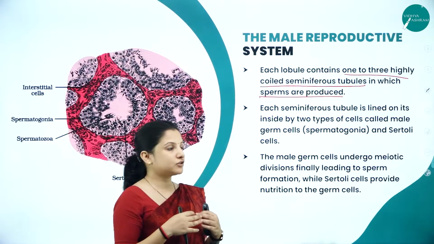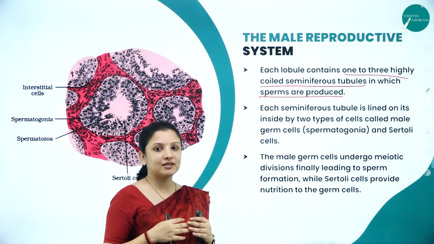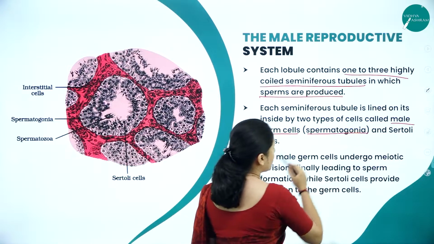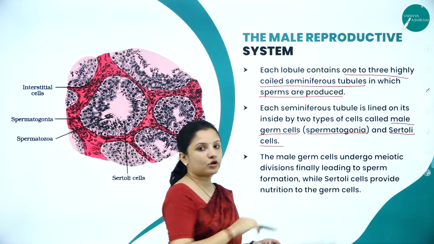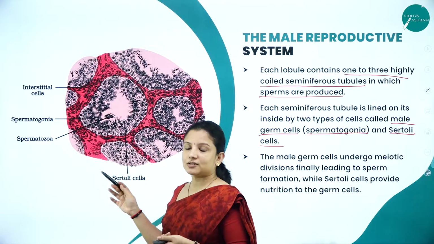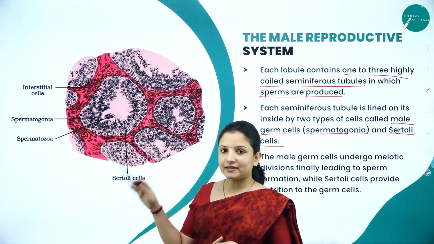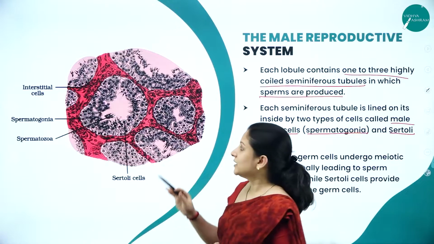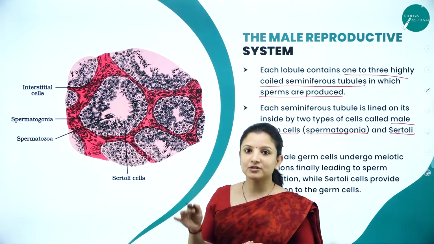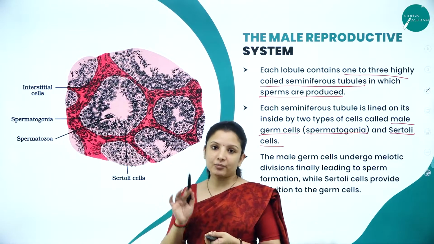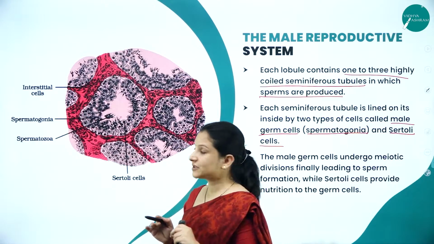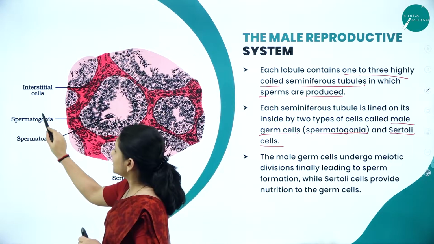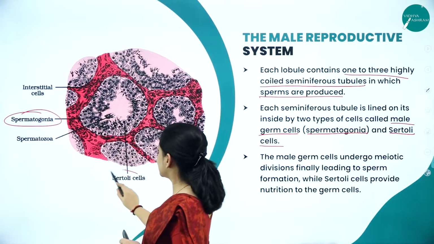Inside the seminiferous tubule, there are two important types of cells, which are called the male germ cells, that is nothing but the spermatogonia, and the Sertoli cells. So what did we learn here? The testis is covered by the scrotum. Inside the testis, there are lobule-like structures which form 250 compartments. Inside the lobules are present seminiferous tubules. The seminiferous tubules consist of two types of cells, or are covered by two layers of cells. As you can see, one is the spermatogonia and the other one is the Sertoli cells.